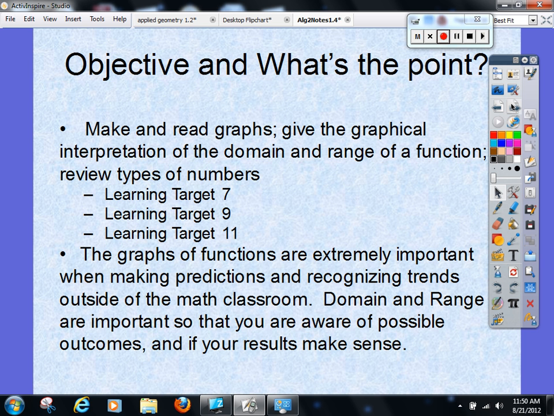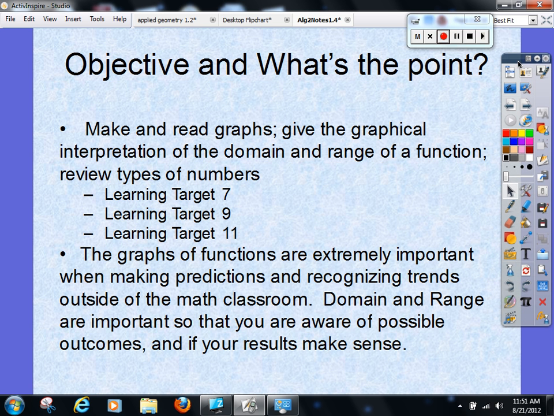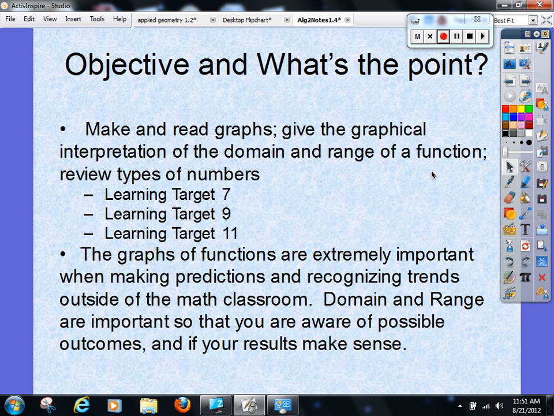Okay, objective and what's the point? Today we're going to make and read graphs. We are going to give the graphical interpretation of the domain and range of a function, and we're going to review different types of numbers. The big thing today is the domain and range of a function. We went over that a lot in class today when we were talking about the calculator window, and that will come into play today on your homework.